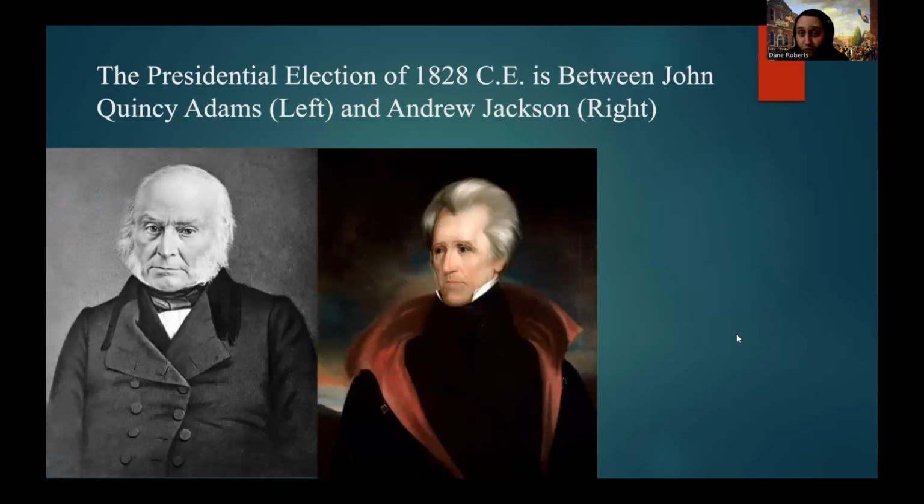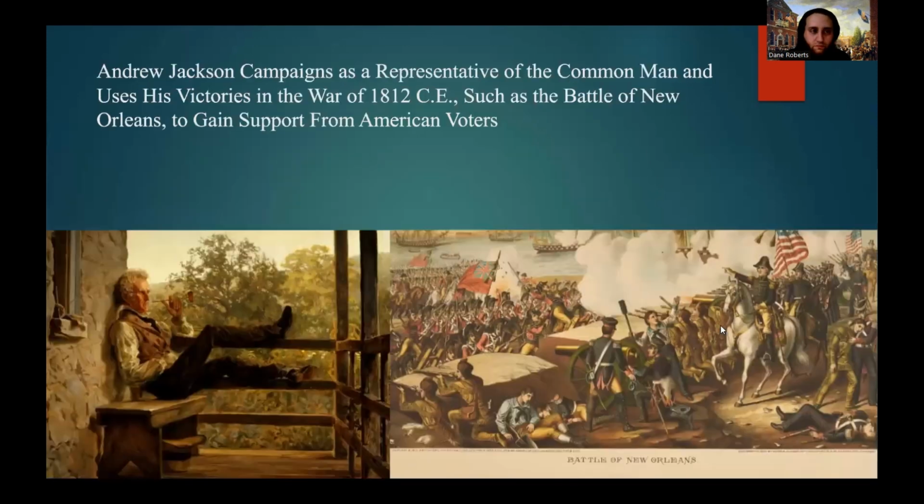Which now brings us to the presidential election of 1828 CE, which would lead to the second confrontation between John Quincy Adams and Andrew Jackson on the presidential stage. Andrew Jackson, during this election, would campaign as a representative of the common man, despite being a wealthy plantation owner. And he would also use his victories in the War of 1812 CE, such as the Battle of New Orleans, to gain support from American voters.